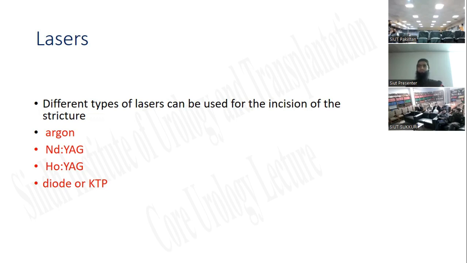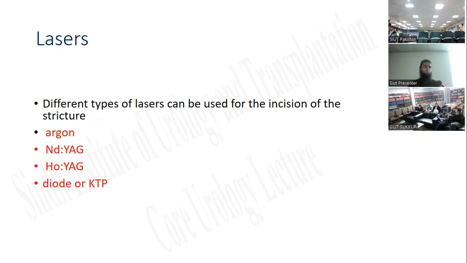In DVIU, we directly cut the stricture portion on direct vision with the help of cold knife or with the laser. So it will heal after with the epithelialization later. Yes, so there will be a re-epithelialization where we give the incision. So that's why there may be a less chance of recurrence in comparison to the dilatation.